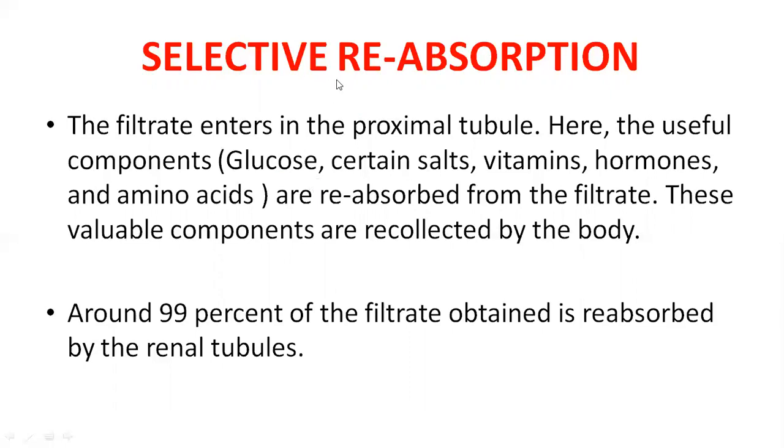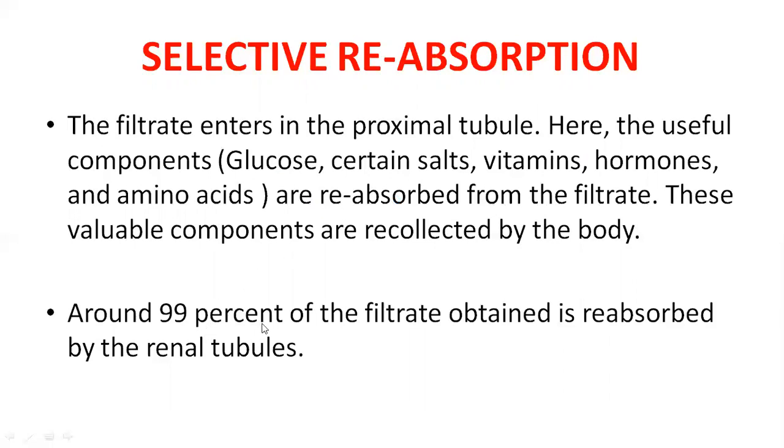I have mentioned over here the filtrate present in the Bowman's capsule now leaves the Bowman's capsule and moves on to the next part of the nephron, that is actually the proximal tubule. Proximal tubule is actually the first part of renal tubule. So once the filtrate reaches the first part of the renal tubule, here the useful components like glucose, salts, vitamins, hormones, and amino acids are reabsorbed from the filtrate, but not the waste materials. That's why it is termed as selective reabsorption.